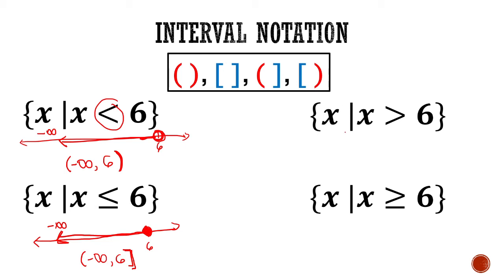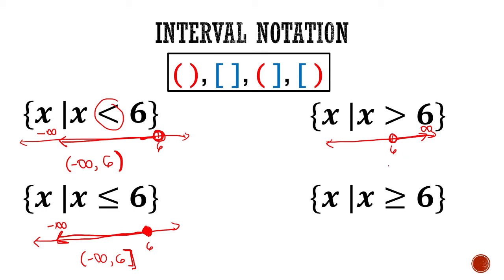So paano naman to? X greater than 6. So if we have here 6, since hindi kabilang si 6 dito, we're going to use the open circle. Since greater than, ano ba yung mga greater than 6? Of course, to the right of the number line. So from 6 hanggang na positive infinity.